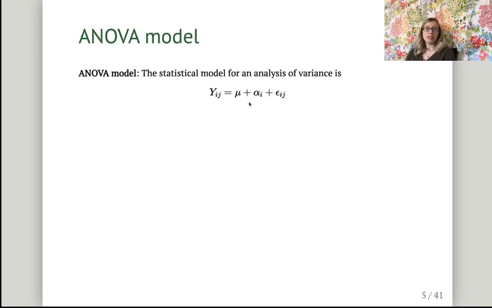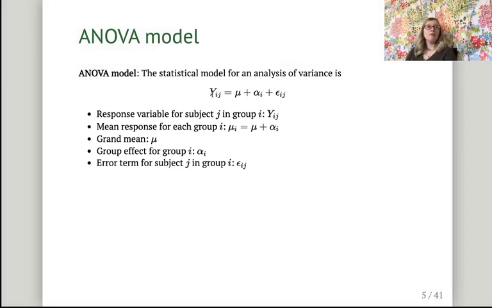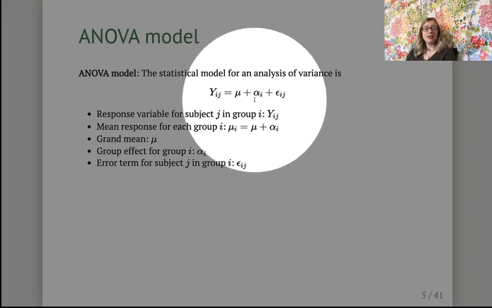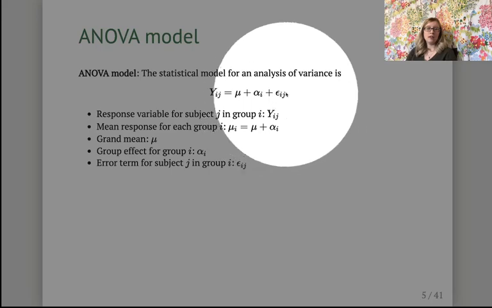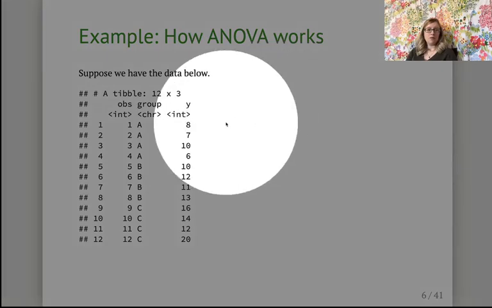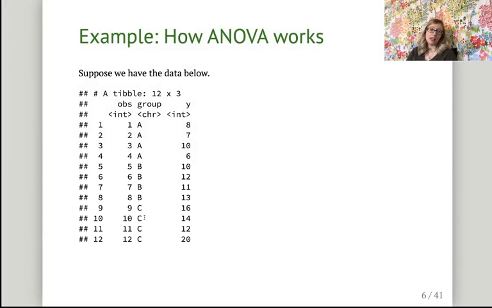The ANOVA model states that our individual observations, y sub ij, can be written as three components. So we take an overall mean, or a grand mean, we call that mu. We add some effect of being in group i, we call that alpha sub i, plus some random error term epsilon. So let's say that we have the data set below and we want to do analysis of variance, or ANOVA, to see if the mean in group A is different from the mean in group B or is different from the mean in group C.